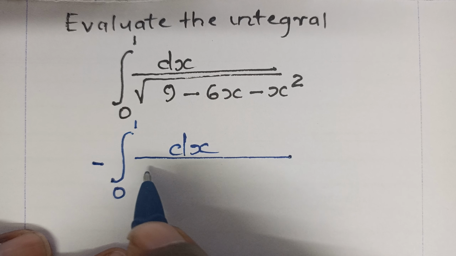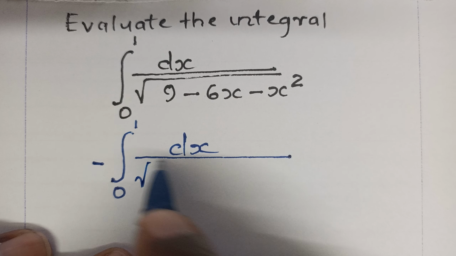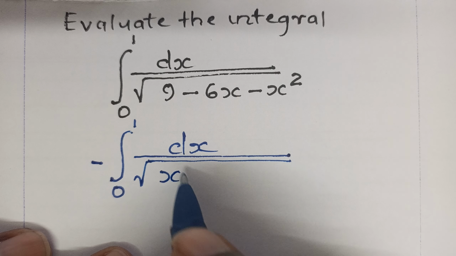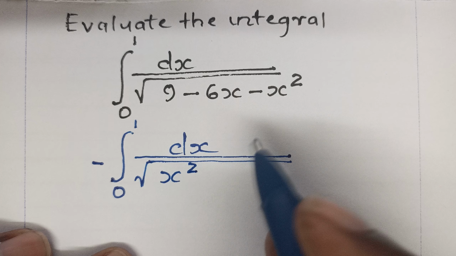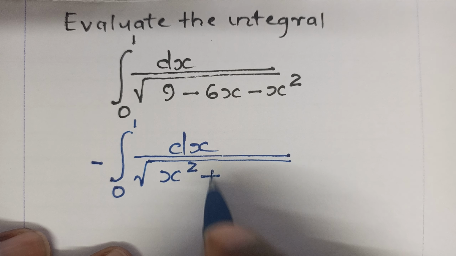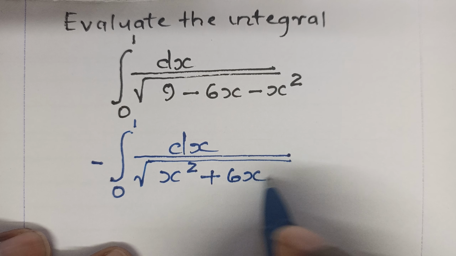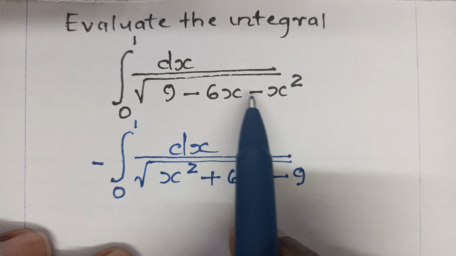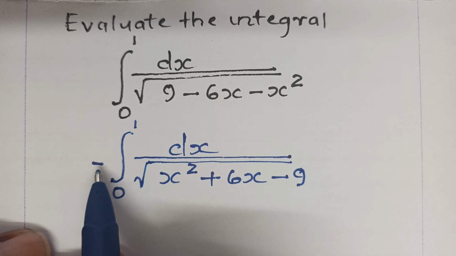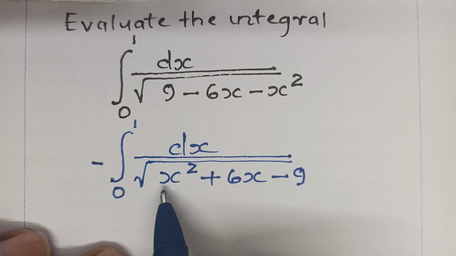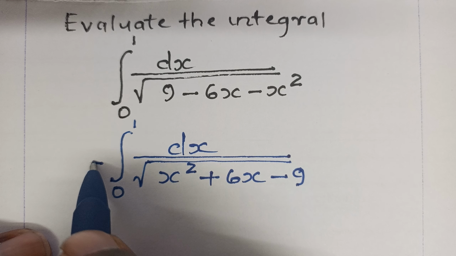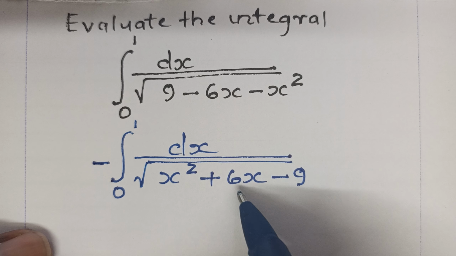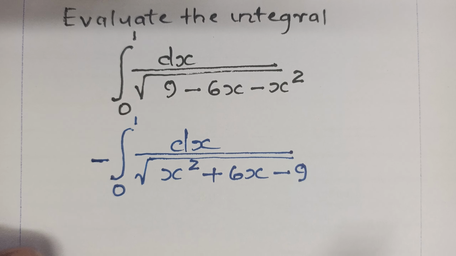So that guys we shall now have the square root of x squared plus 6x minus 9. Guys, we have just factored out the negative. And we do that so that x squared will be positive. As you can see, if you multiply negative by that, you get negative, negative, and this becomes plus.